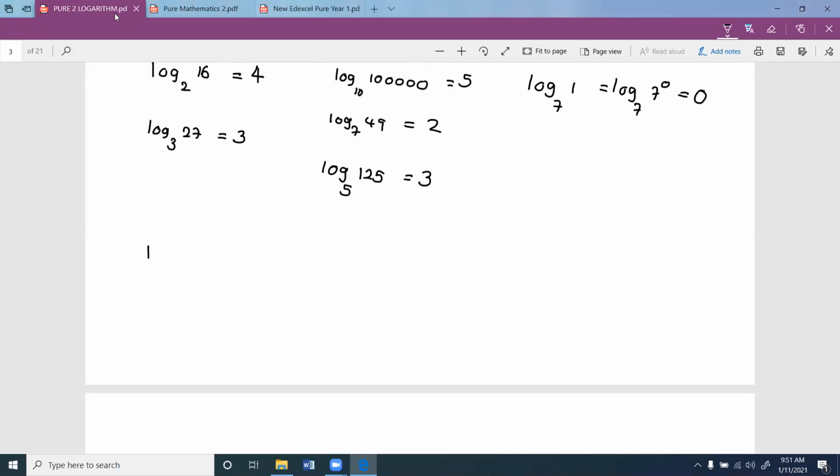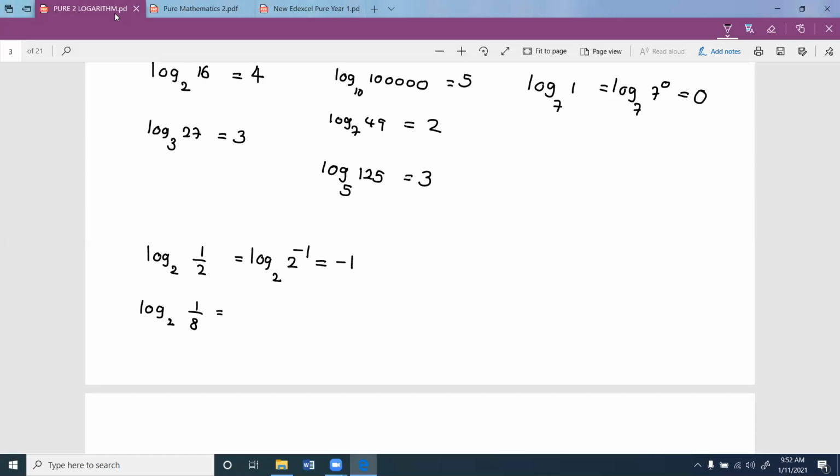If I ask log 2, 1 over 2, how to get the answer for this? So you can say this is log 2, and 1 over 2 you can write as 2 to the power minus 1. Then what would be the final answer? The final answer is minus 1. Right.